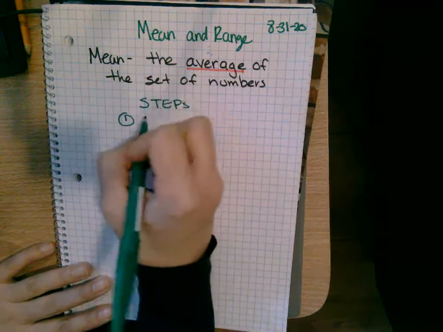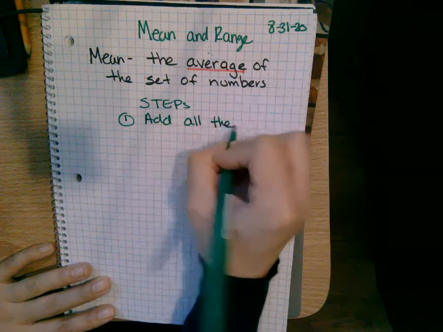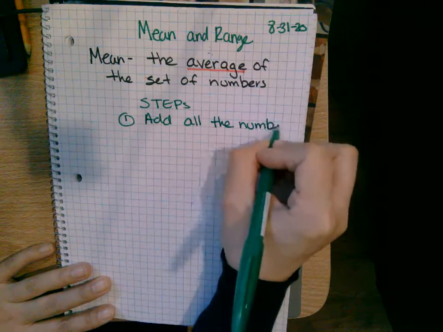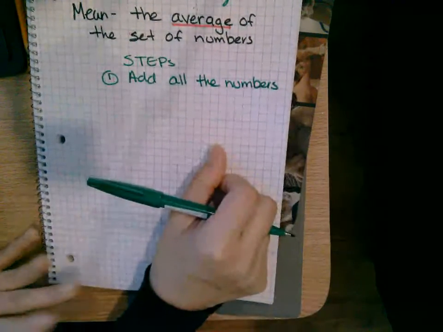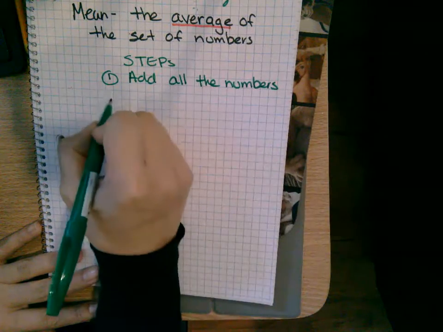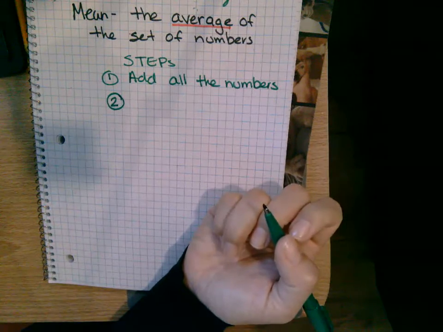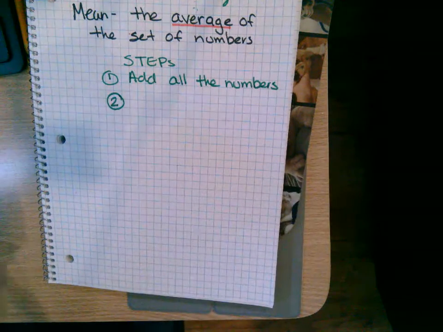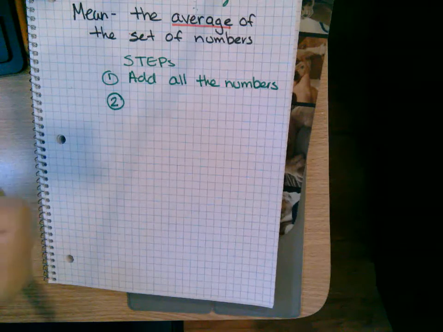Step number 1, add all the numbers. That's the first step, is add all the numbers. Pretty easy step. Okay, number 2. What is it, Daniel, what was the second step again? You said it. The number of numbers? Yep.